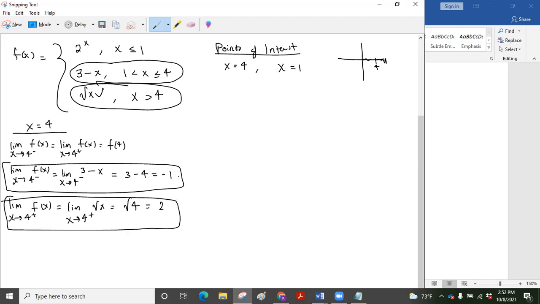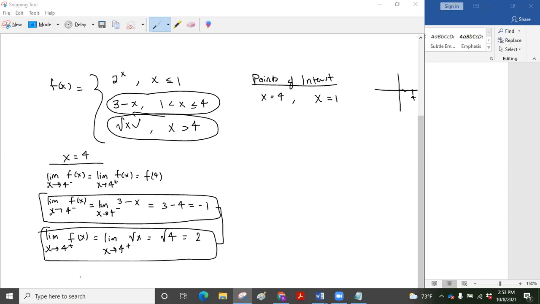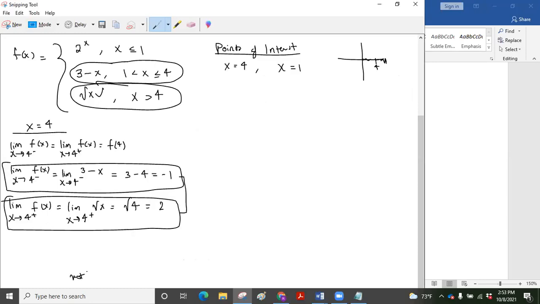So clearly my limits from the left and the right don't match, so I'm not going to even check if f of 4 is equal to that value, because it's already not continuous. The limits don't match, so it can't be continuous. So I know for a fact that it's not continuous at x equals 4.